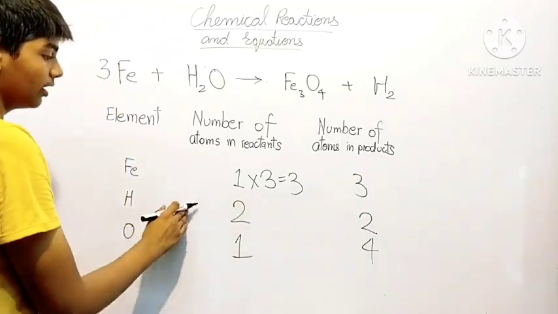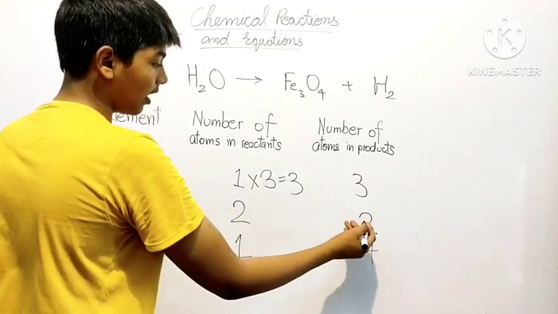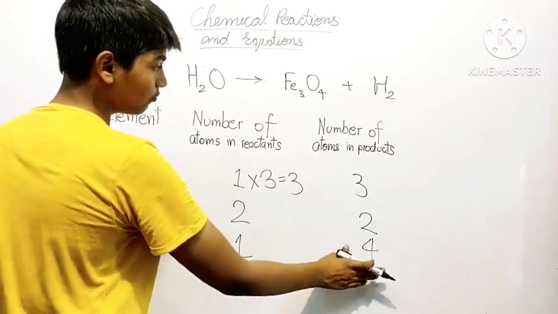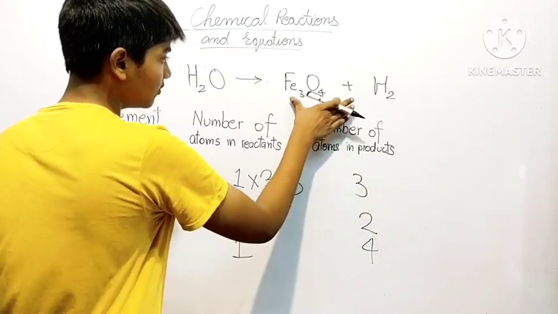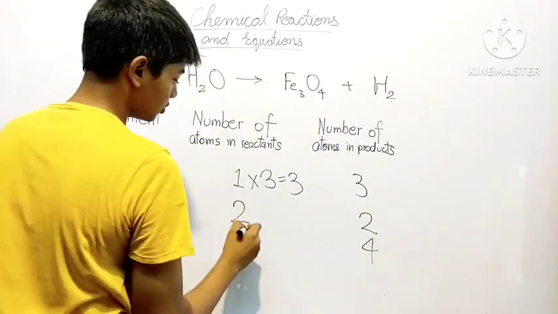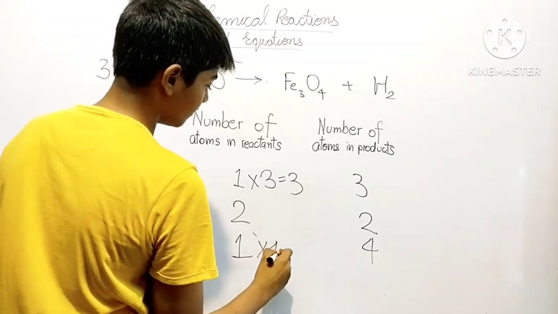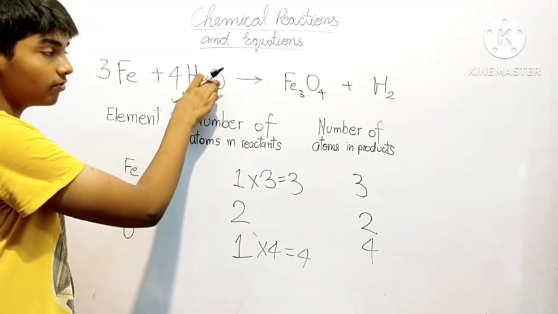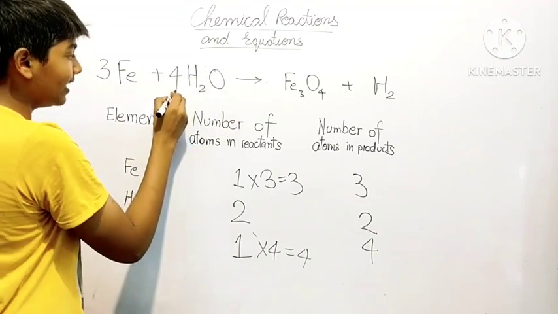Now for hydrogen, it is also complete. There are 2 in reactants and 2 in products. And now for oxygen, 1 in reactants and 4 in products. So we don't mess with products, we just have to multiply this by 4, right? So 1 multiplied by 4 would give us 4. But what we also see is we did get 4 atoms of oxygen, but we also got 8 atoms of hydrogen.